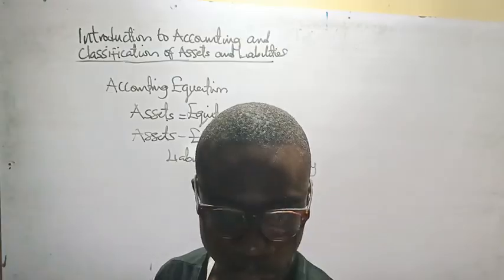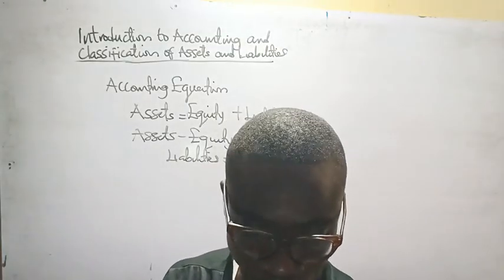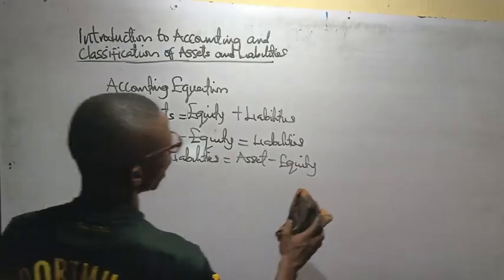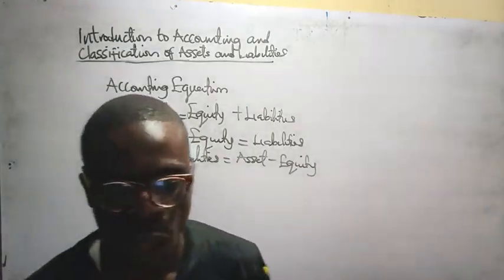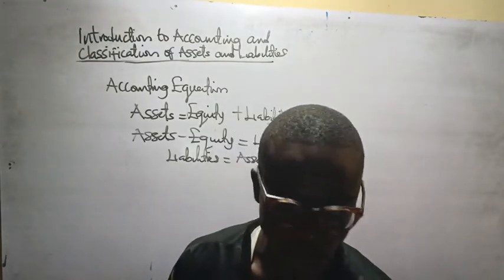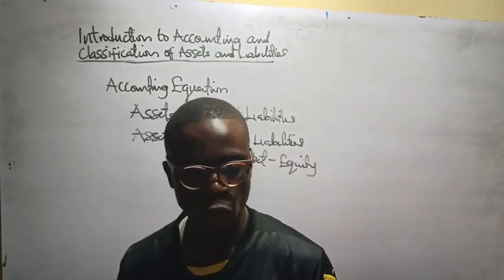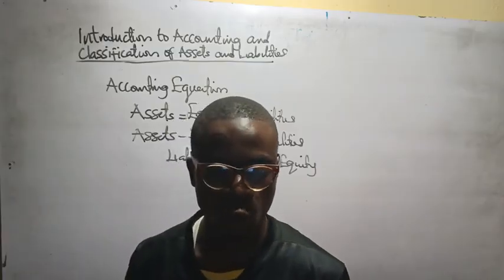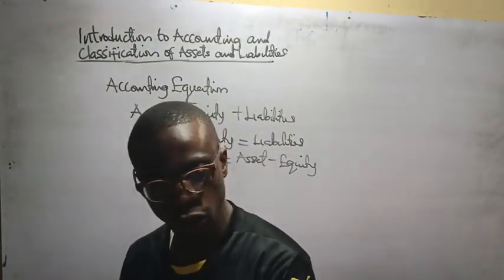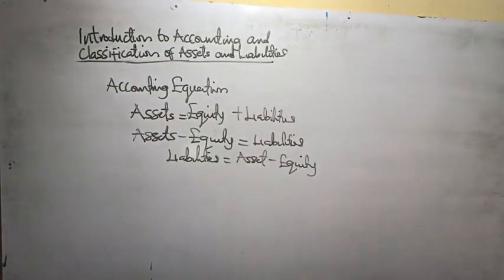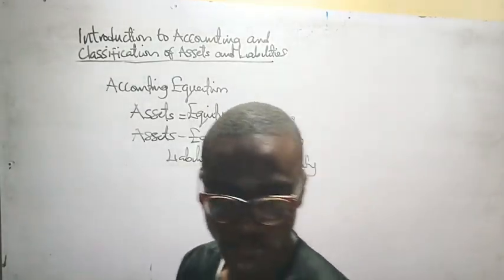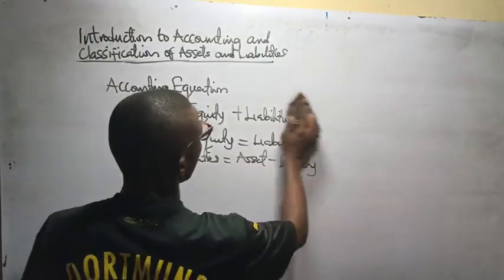Also, your equity can be referred to as your net asset. Please note that. Equity also represents net asset. So your equity can be referred to as capital, and equity can also be referred to as net asset. And how do you find your equity? Equity is asset minus liability. Please note that. So let's move forward. Let's go to another equation now.